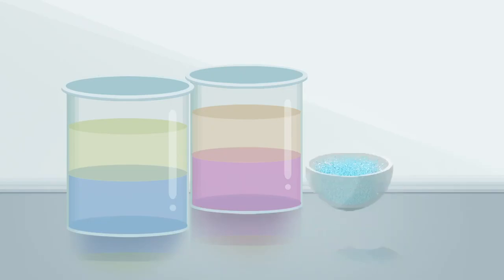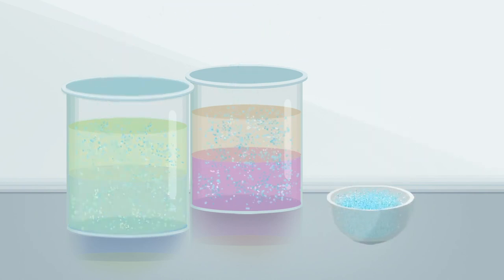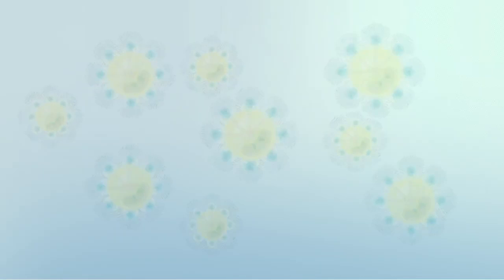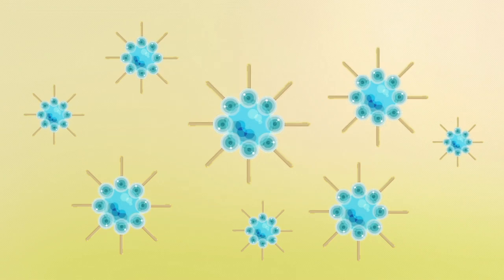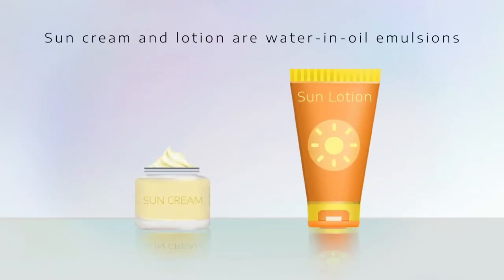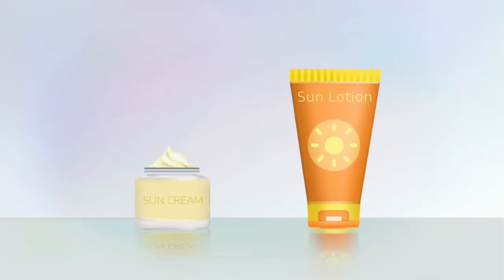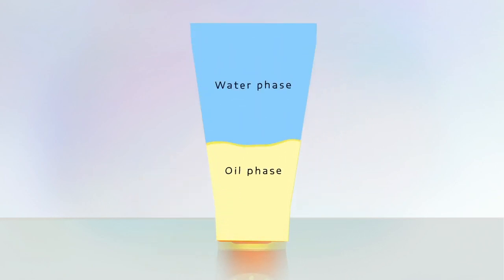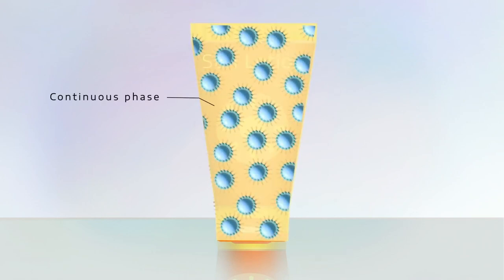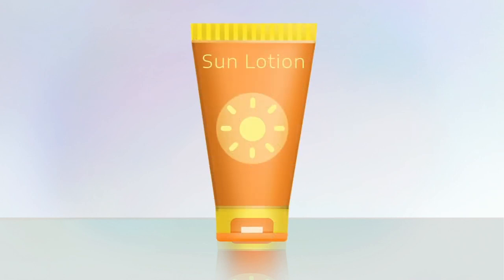The emulsifying agent is critical. Some emulsifiers are more attractive to one phase than another, and this helps you achieve the type of emulsion you require. Simple emulsions are either oil dispersed in an aqueous phase or water dispersed in oil. For example, many sun creams and lotions are water in oil emulsions, containing an aqueous dispersion of sunscreen ingredients finely dispersed in oils and waxes.